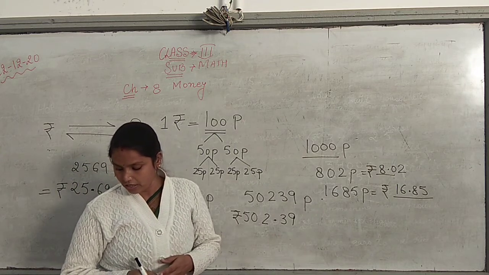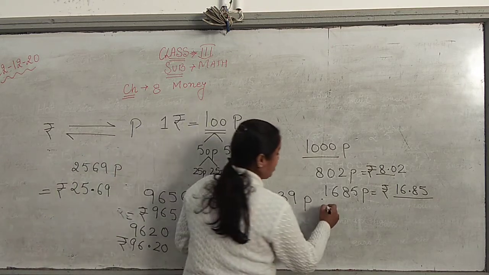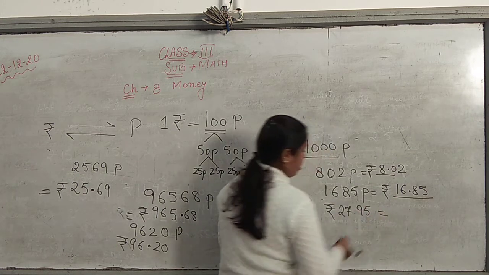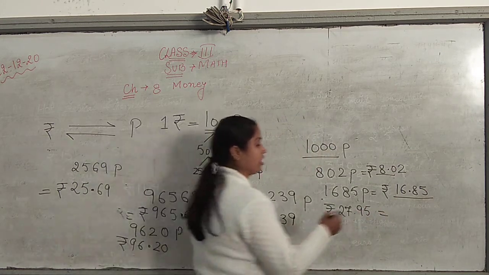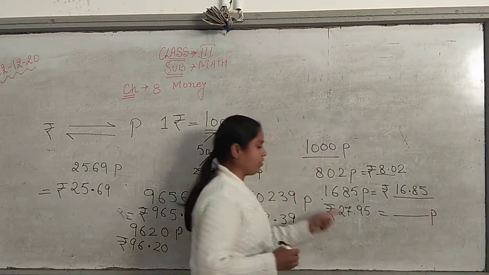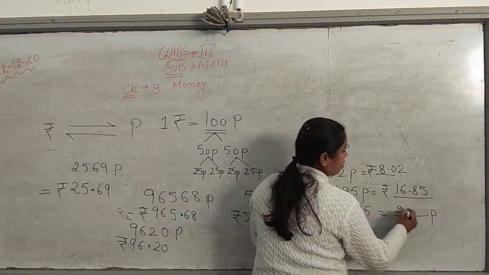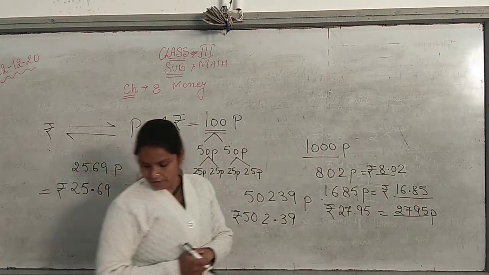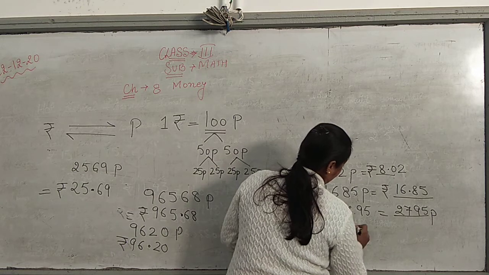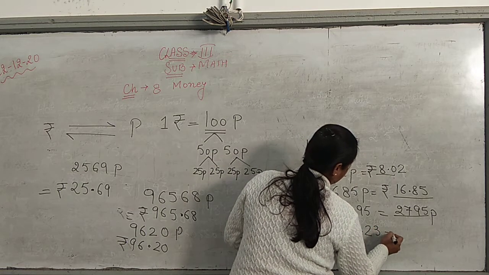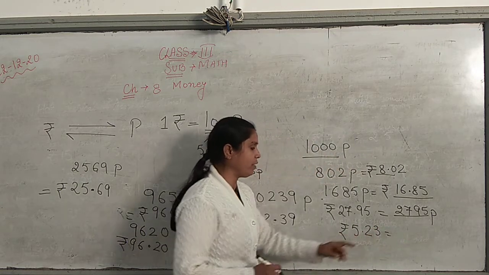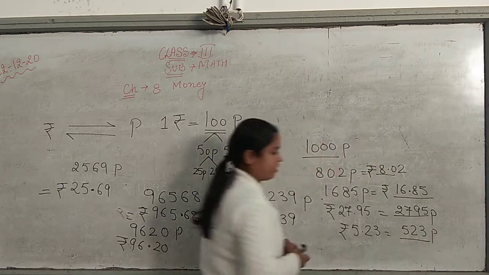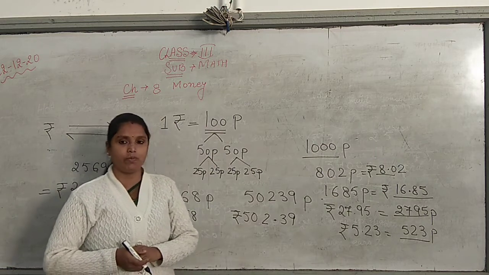Then you have, if I talk about rupees, rupees 27 and 95 paise. Now what will I be doing? How will I change it into paise? You will be removing the dot. Remove the dot and write the answer. If you have rupees 5.23, how do we read it? Rupees 5 and 23 paise. I have removed the dot and written the answer. This is how you will be doing it.